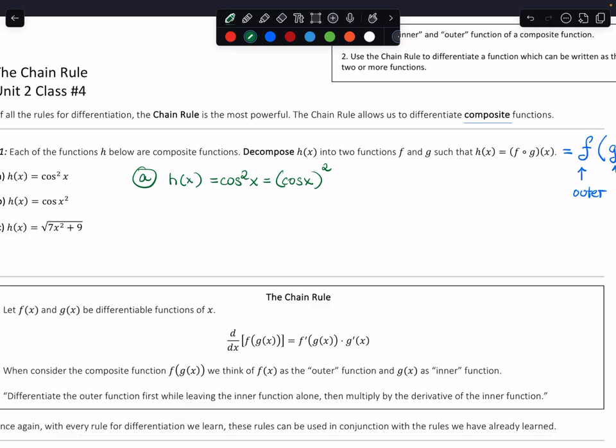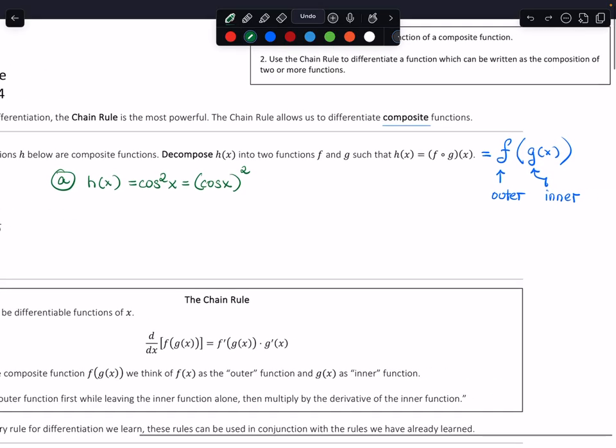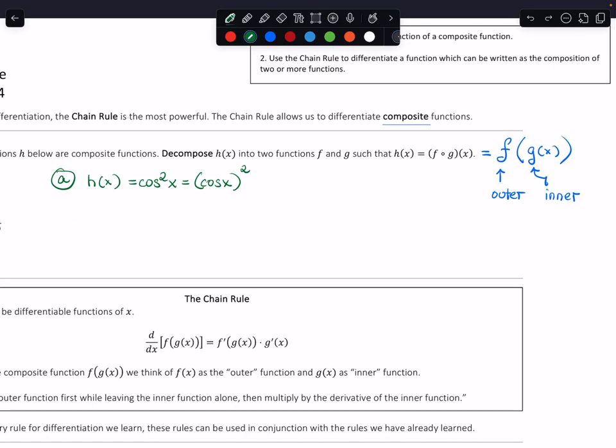The other benefit there is it is pretty clear which function is on the inside and what is your outer function, the squaring function. So if I want to make f the outer function and g the inner function, I'm going to say here that f of x would be the squaring function, which is just x squared, and the inner function, g of x, would be cosine x.